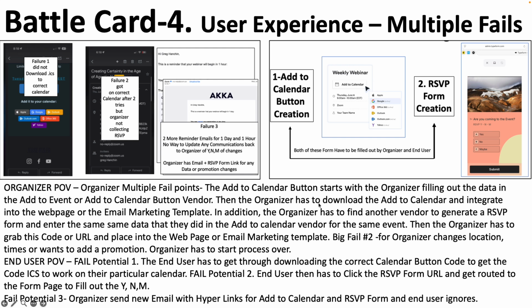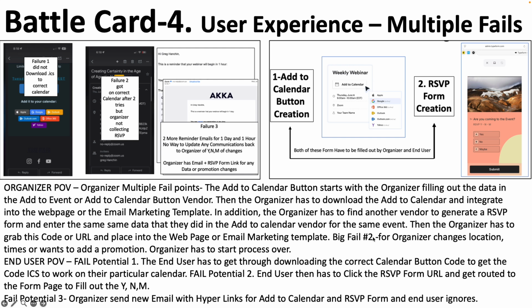So the add to calendar button starts with the organizer filling out the data in the add event or add to calendar button vendor. Then the organizer has to download the add to calendar and integrate it into a web page or email marketing template. In addition, the organizer has to find yet another vendor to generate the RSVP form and enter the same data they used in the add to calendar vendor for the same event. So this is a duplication of work. Then the organizer has to grab this code for the button plus the URL for the form and place it into a web page or email marketing template.